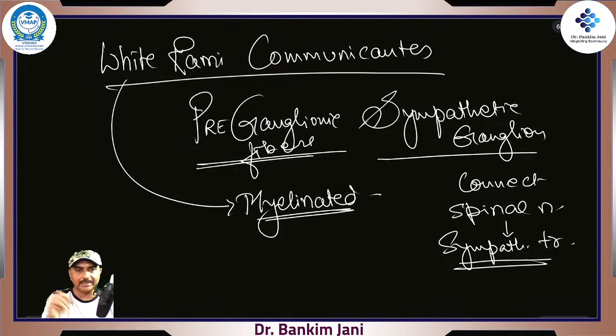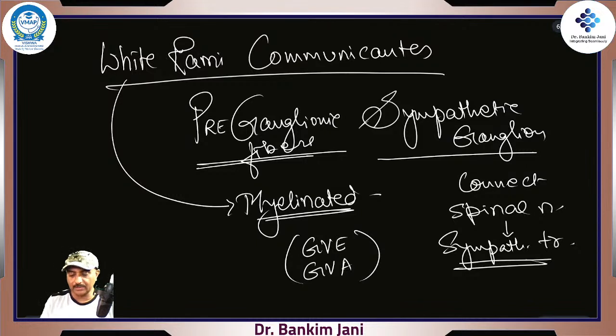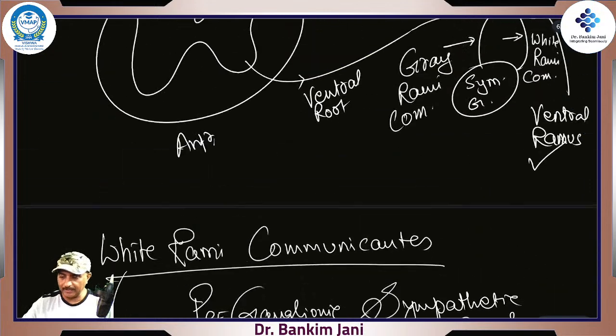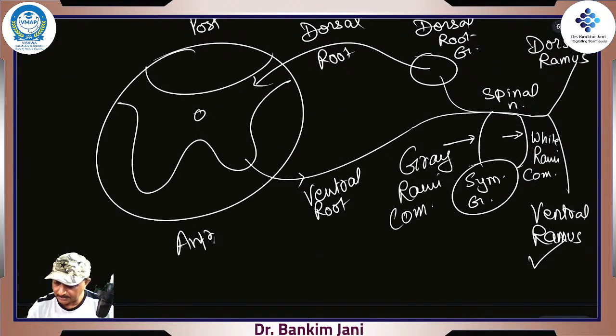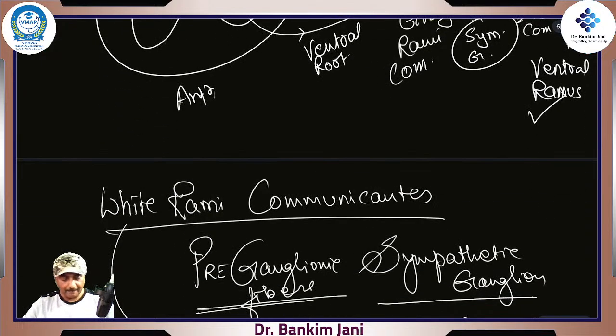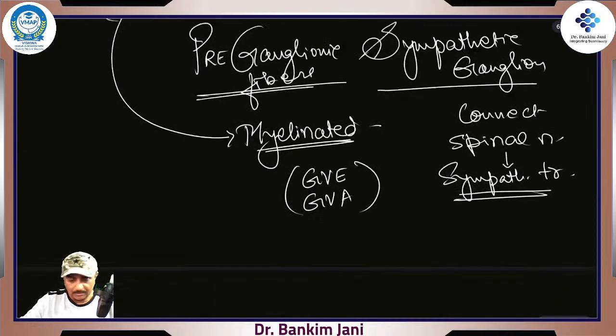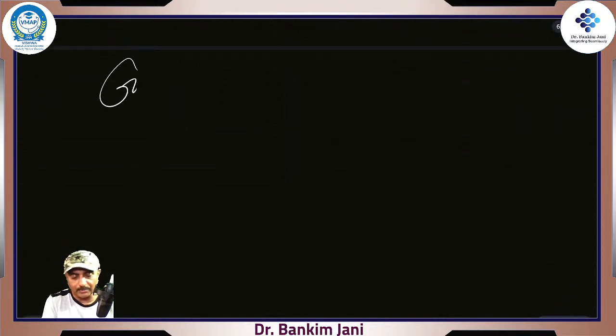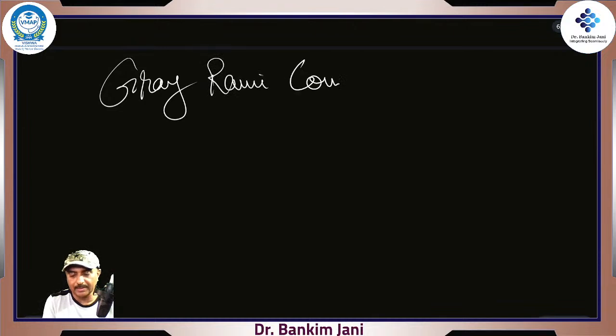So general visceral efferent, general visceral afferent, all of them visceral, will be carried by them. General visceral efferent, general visceral afferent, because things are going via the sympathetic ganglia, they are not under our control. So this is the white rami communicantes. So these are preganglionic. Now it becomes much easier to understand what exactly the gray rami communicantes are.